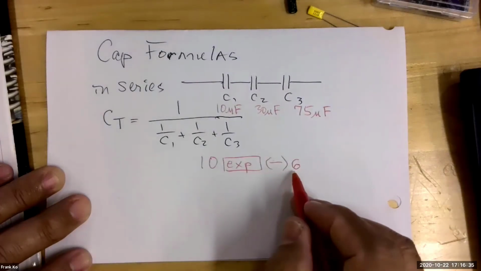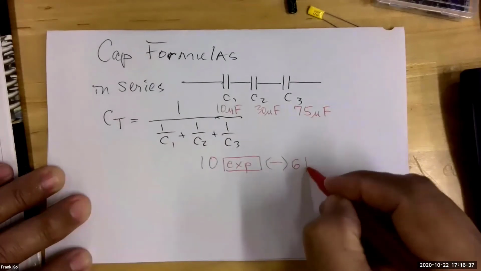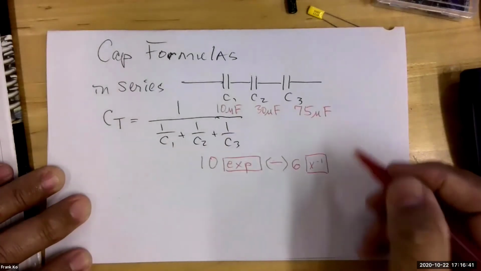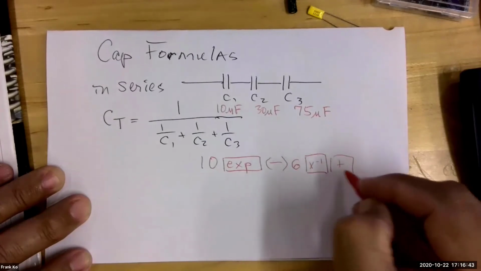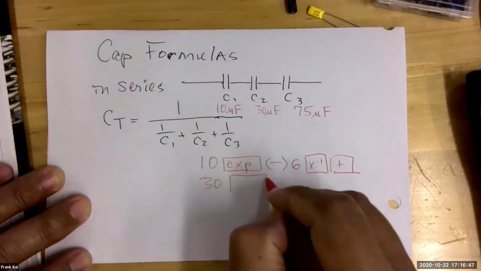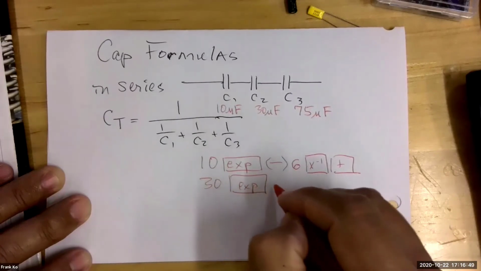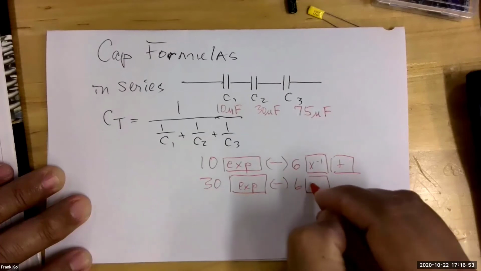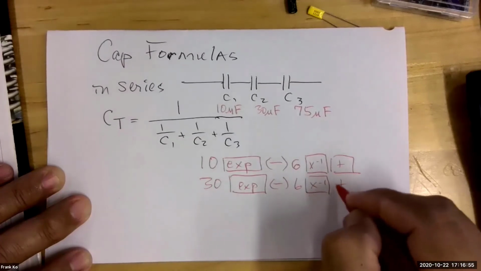And using the reciprocal formula, you're going to need to use your reciprocal key. X negative 1 is your reciprocal key. Then you're going to use a plus. Then it will be 30, and then EXP, change sign, 6, reciprocate that, then plus.